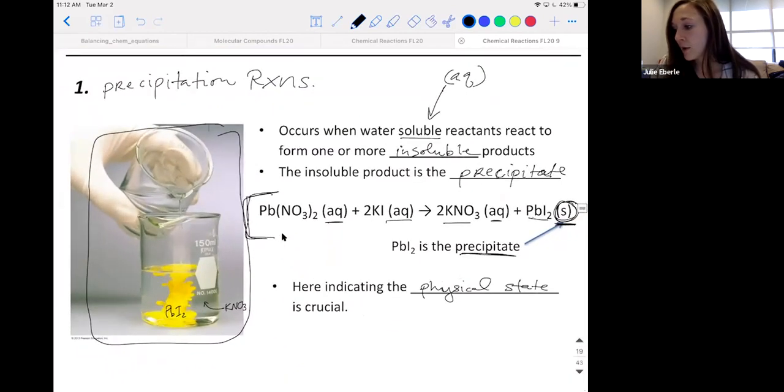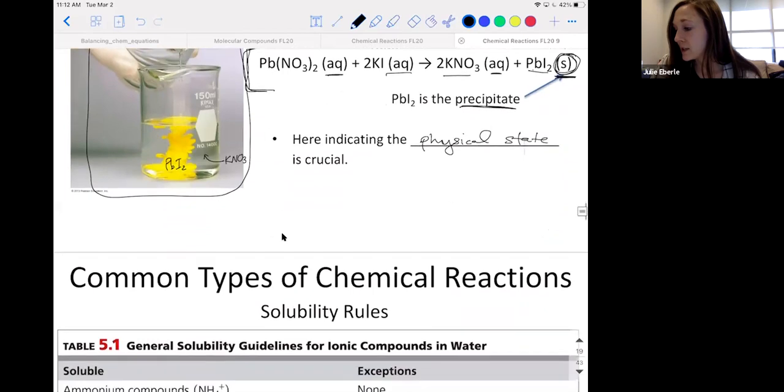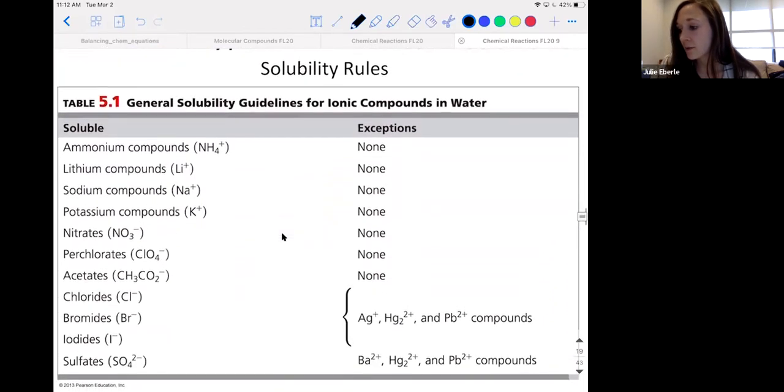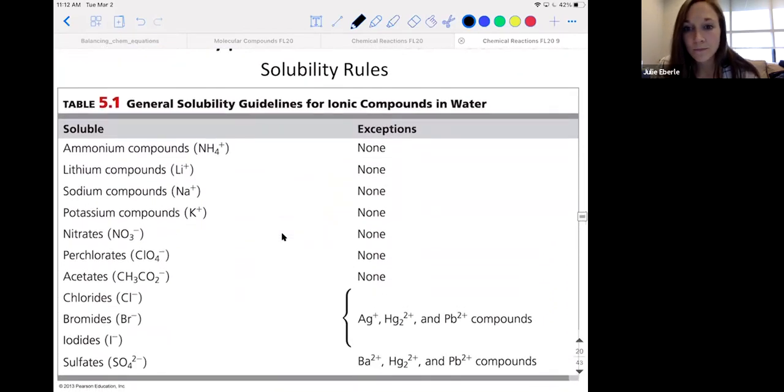So how do we know, if we didn't have any of the abbreviations, any of the AQ or the S indicating what kind of compound was soluble or insoluble? How do we know if something is going to be soluble and stay dissolved or if it's going to form a precipitate? Well, we can use this chart. It's called a solubility rules chart, and it's going to allow us to look at any compound and predict, is it going to be aqueous or solid? Is it going to form a precipitate or is it going to be dissolved in liquid?